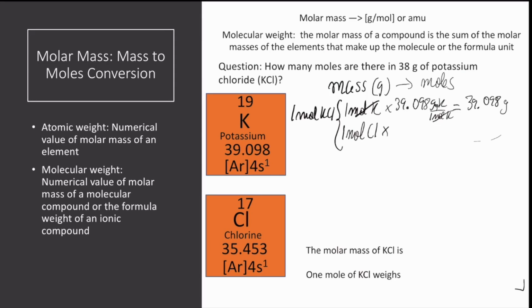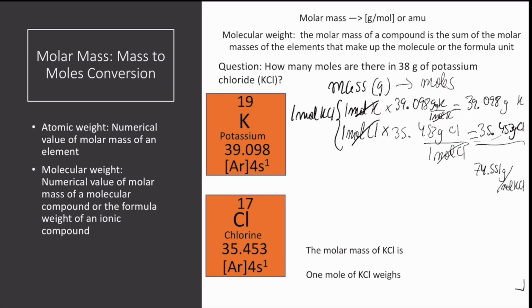39.098 grams of potassium. And for the case of chlorine, the atomic weight is 35.453 grams of chlorine for every 1 mole of chlorine. The units of mole of chlorine cancel and we get 35.453 grams of chlorine. So we add these two numbers up and we get 74.551 grams for every mole of potassium chloride.